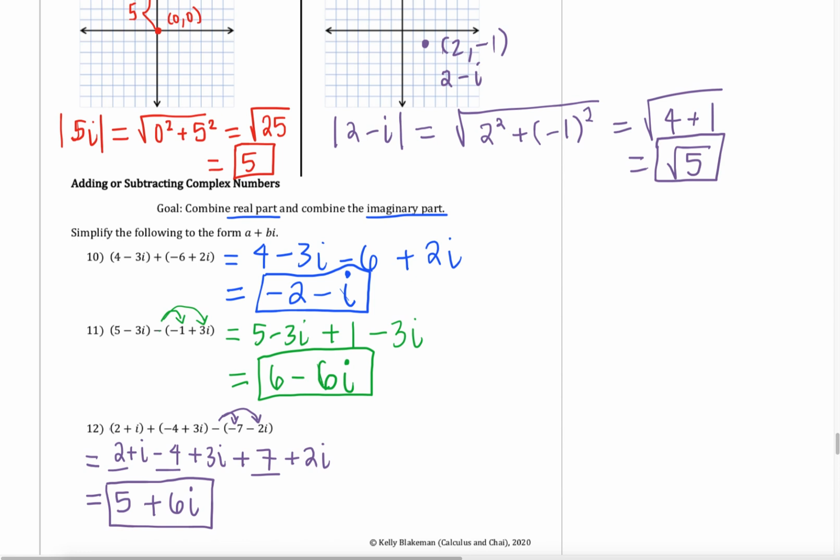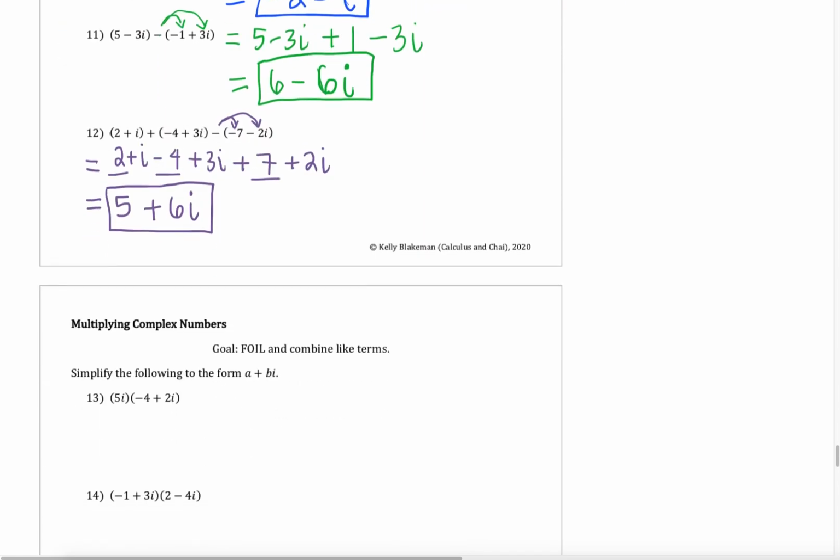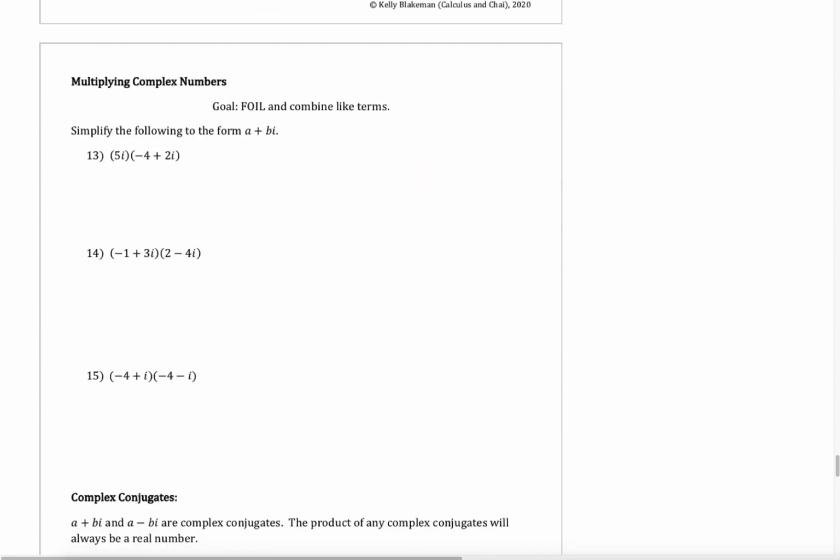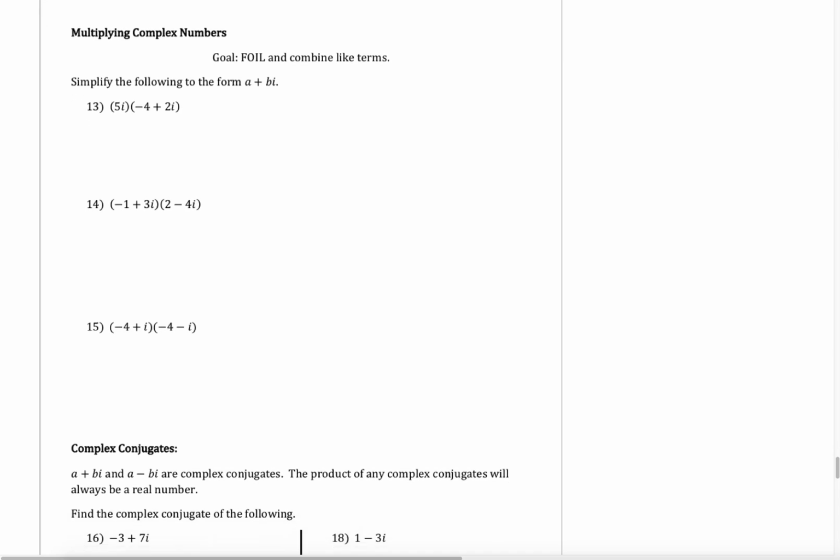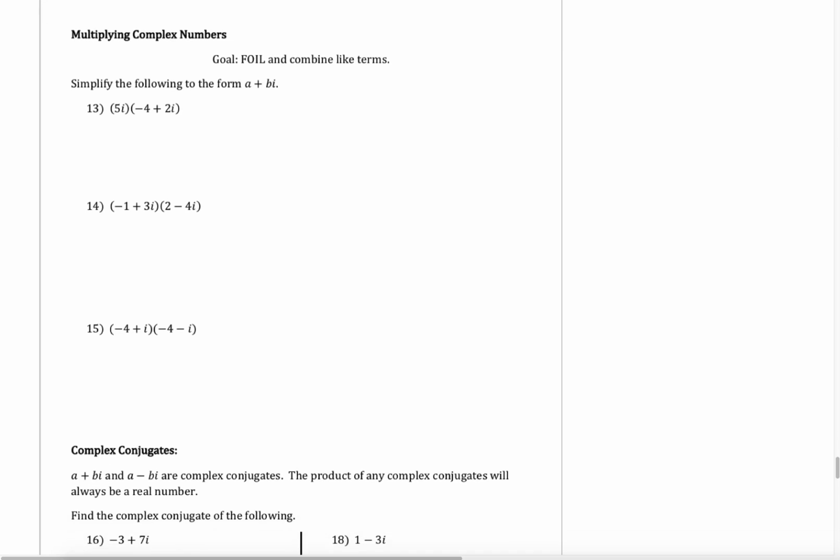Okay, let's look at what happens if we try to multiply complex numbers out. So now our goal when we're multiplying out, similar to when I had polynomials, is to be foiling and then combining like terms. So we're going to use a lot of skills that we learned in our prior section with adding and subtracting when we go to combine the like terms, but we have this additional step now of foiling. So for each one of these examples, our job is still to simplify as far as we can, which would be to the form a plus bi.